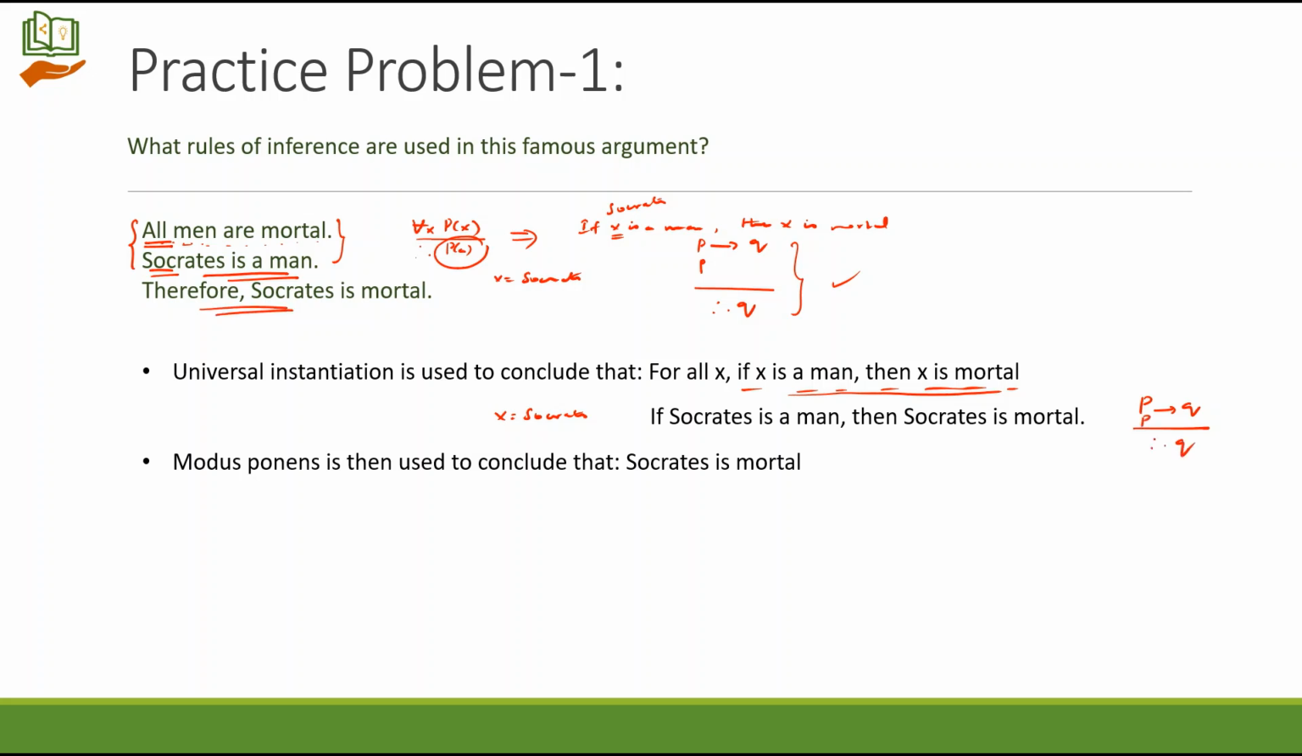Then we have therefore Socrates is mortal. This is therefore Q. So when they ask you, given an argument, what rules of inference can be taken from it, you have to go with both these options. There is a possibility of getting even this type of question. That's why I included this practice problem.